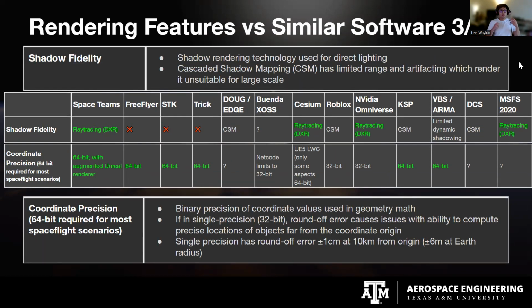We utilize real-time ray tracing for our rendering features, as well as 64-bit double precision, which is important for your dynamics or going very far out from, say, planet to planet or solar system to solar system.